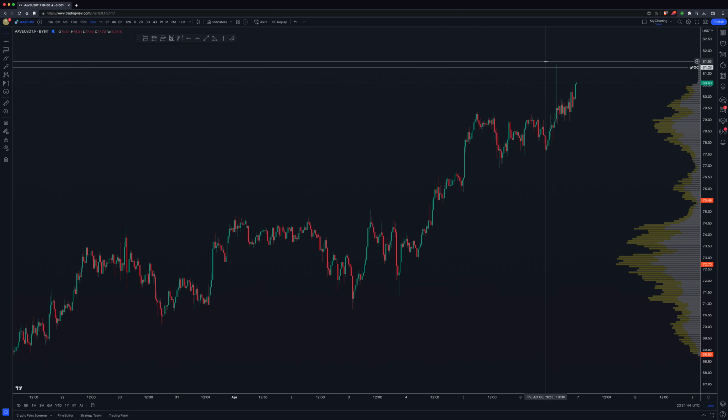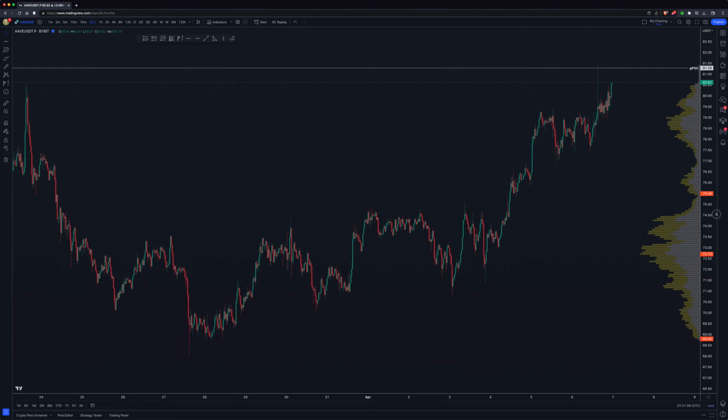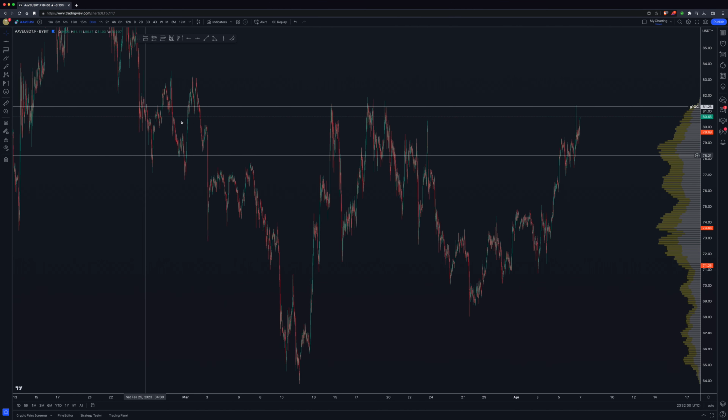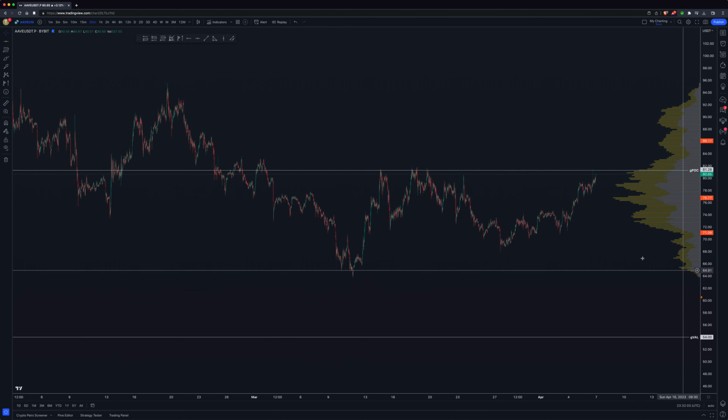I had an alert telling me that AAVE's global point of control was tested, and as you can see, we went through this level and swing failure pattern right on down. Nice move, nice short for anyone who's ready and waiting for it. But anyways, what are the thoughts for this coming up, and are we going to go higher?